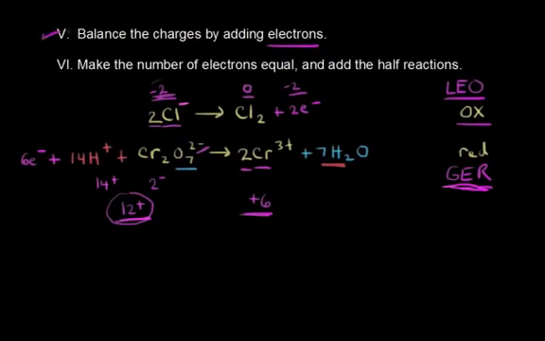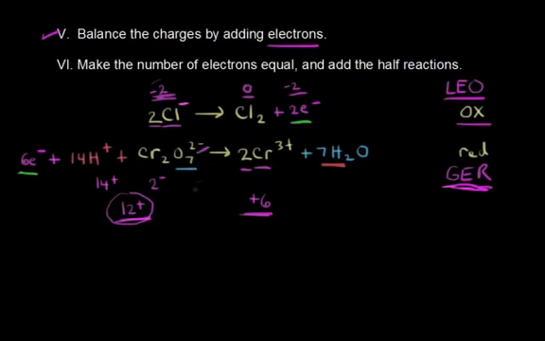We move on to step 6: make the number of electrons equal. So what does that mean? Well, let's focus on the electrons that we just added to our half reactions. We added 2 electrons to the oxidation half reaction, and we had 6 for the reduction half reaction. But that number has to be the exact same number, because the electrons that are lost from our oxidation half reaction are the exact same electrons that are gained in our reduction half reaction. So that is why we have to make these electrons equal in number.